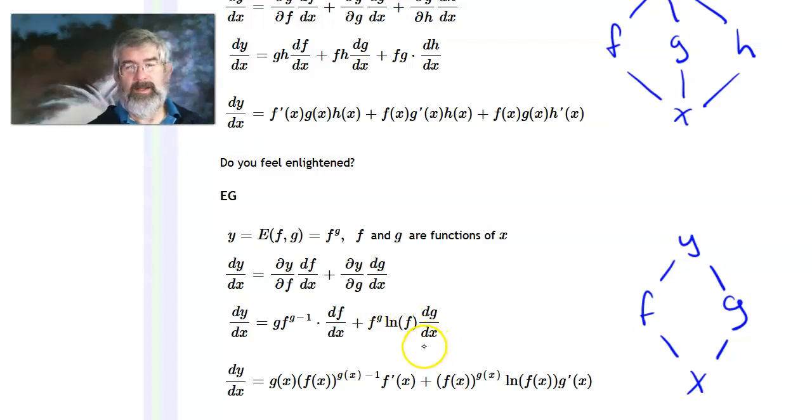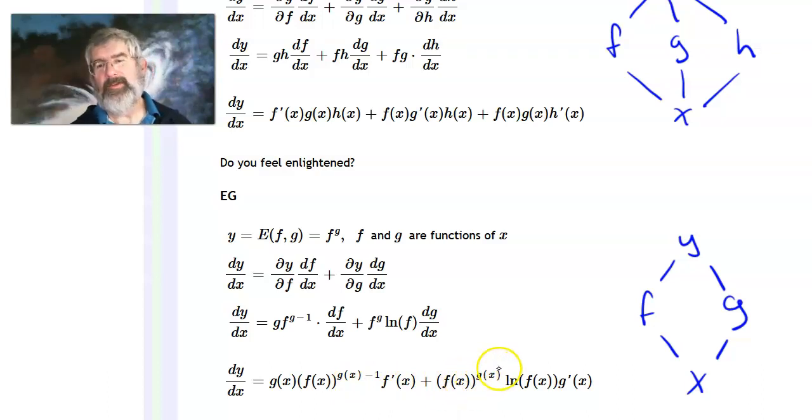And so this ends up being g of x times f of x raised to the g of x minus 1 power, times f prime of x, plus f to the g times the natural log of f times g prime of x.